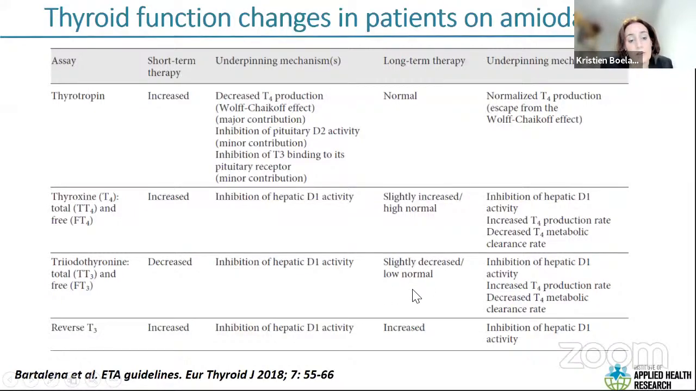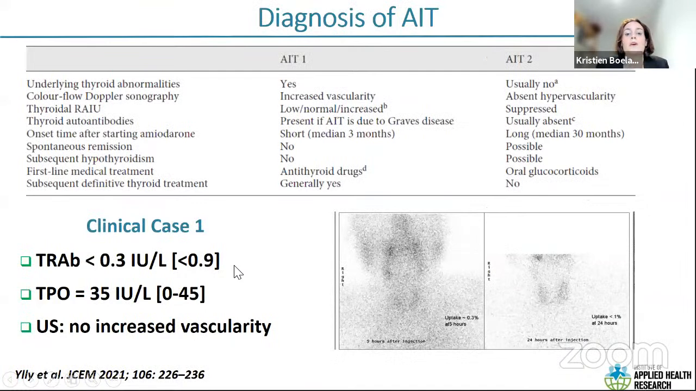So in order to diagnose amiodarone-induced thyrotoxicosis, I think you should have a thyrotropin that's undetectable and a free T4 and free T3 that are above the normal range. So how do we distinguish between the two types? And this is important because our therapies depend on which type of amiodarone-induced thyrotoxicosis the patient has.